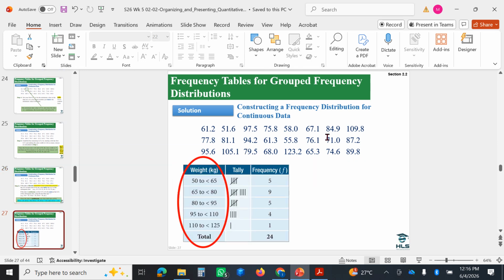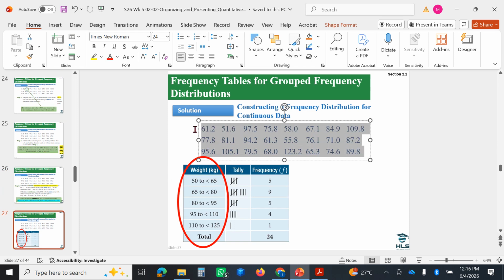So, same data, right? We're using the highest and lowest, right? We found the K value. We found the class width, which in this case here was 14.32, so we kick it up there to 15.